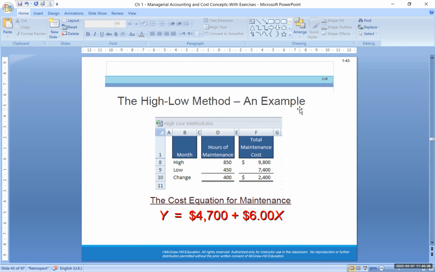If we have a level or hours of maintenance not mentioned in these months, which means I'm talking about the future, if you need to predict the maintenance cost for the future, we can predict depending on this equation. We will pay $4,700 in all cases. Why? Because this will be the fixed cost, and we will pay $6 depending on the level of activity.